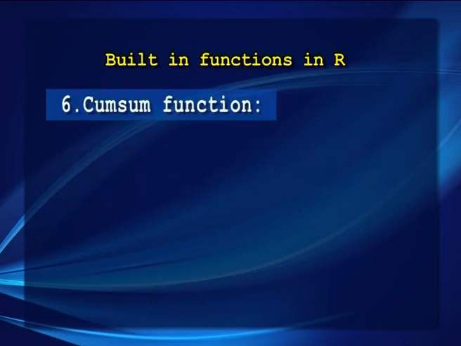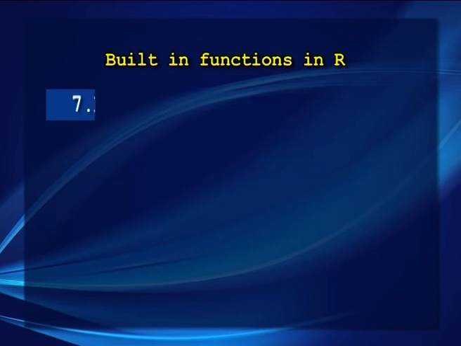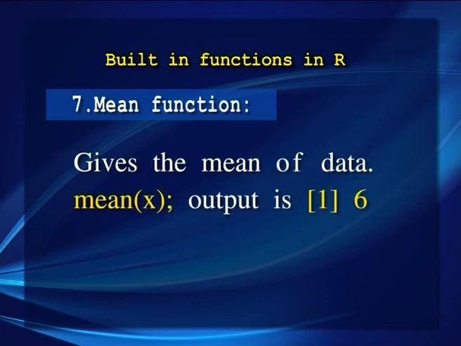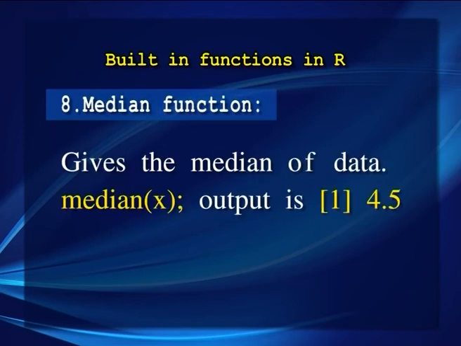Cumsum function gives the cumulative sum of the values. Cumsum of x, output is 4, 9, 11 and 24. Mean function gives the mean of the data. Mean of x, the output is 6. Median function gives the median of data. Median x, output is 4.5.